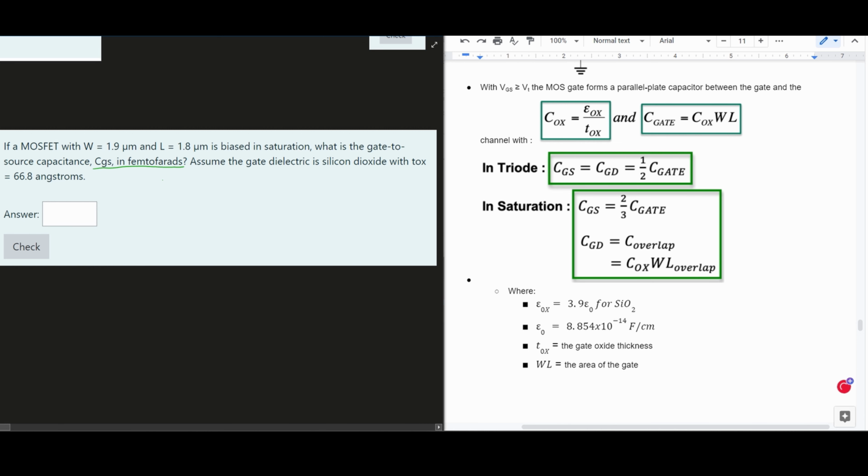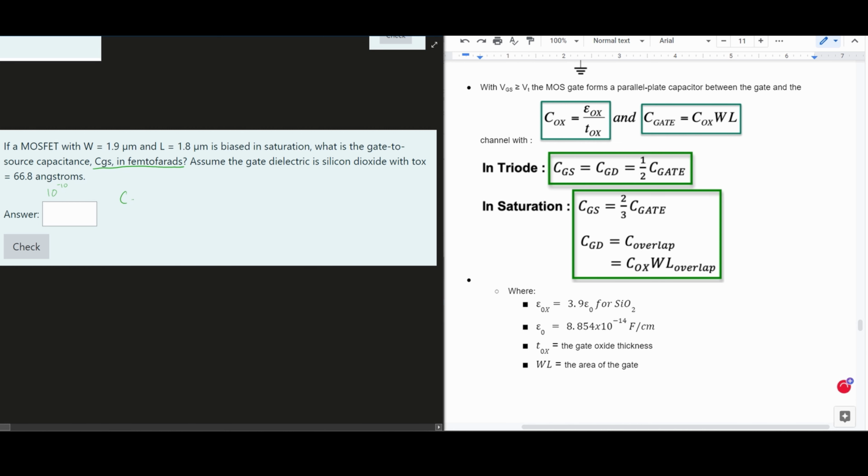We're going to assume the gate dielectric is silicon dioxide with TOX equal to 66.8 angstroms, and this is equivalent to 10 raised to the negative 10. So angstrom is 10 to the negative 10. So let's work this out.